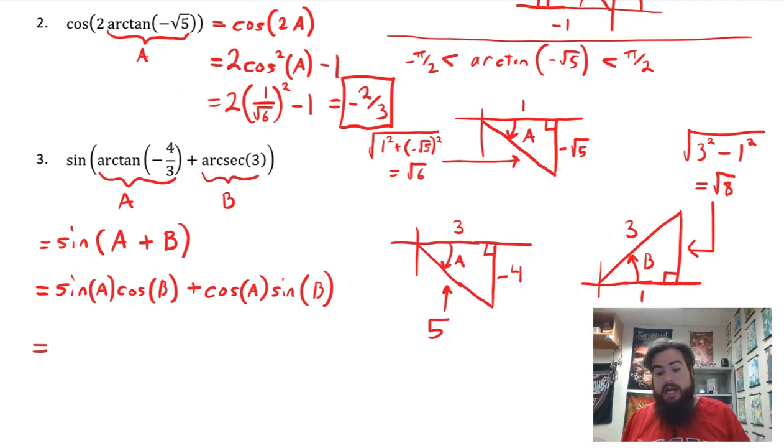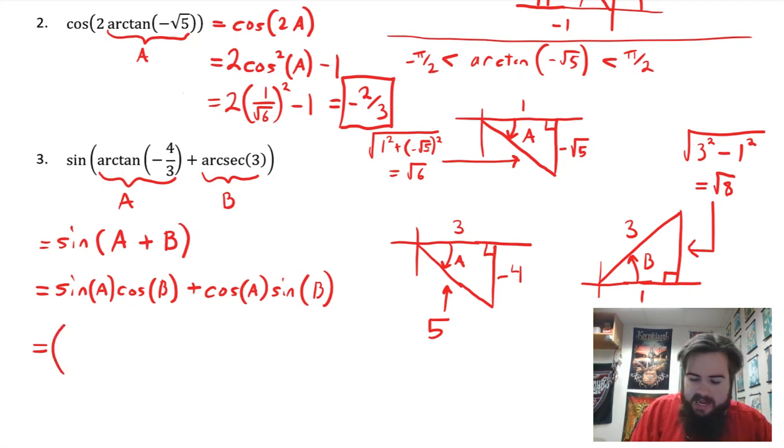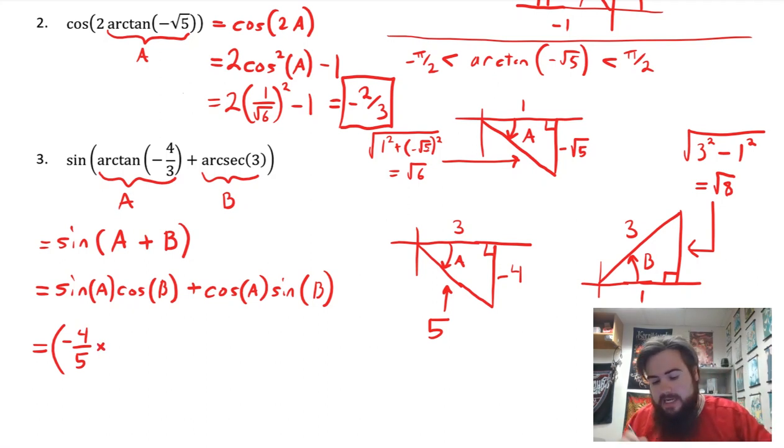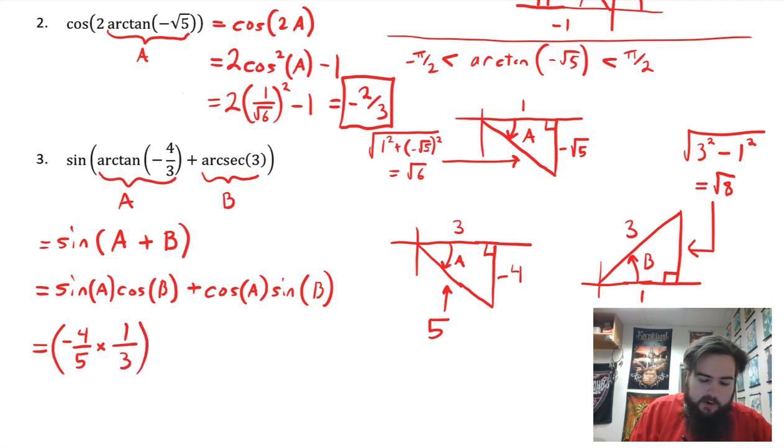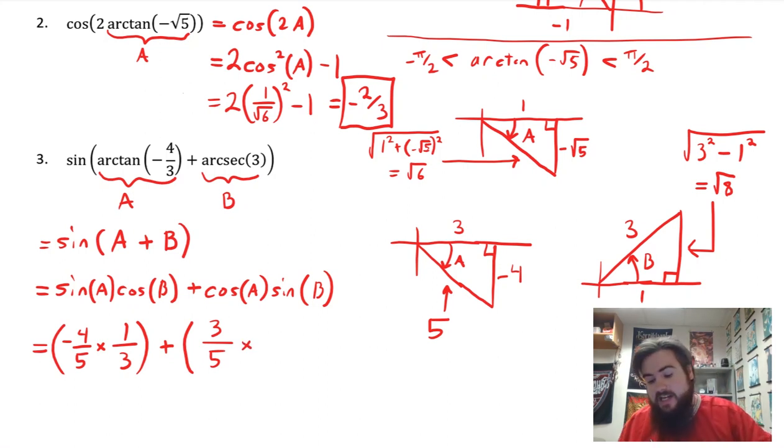But with that in mind, we have the triangles A and B, and I have all the side lengths, so I should be able to know sine and cosine of both A and B. Sine of my triangle for A is opposite over hypotenuse, so that would be negative 4 over 5. Times cosine of B, so that would be adjacent over hypotenuse. So that's 1 over 3. We may have already known that ratio from the beginning of the problem, since we knew what secant was. Plus cosine of A. Cosine of A would be adjacent over hypotenuse, so that's 3 over 5. And then sine of B would be opposite over hypotenuse, so that's square root of 8, or 2 root 2, divided by 3.